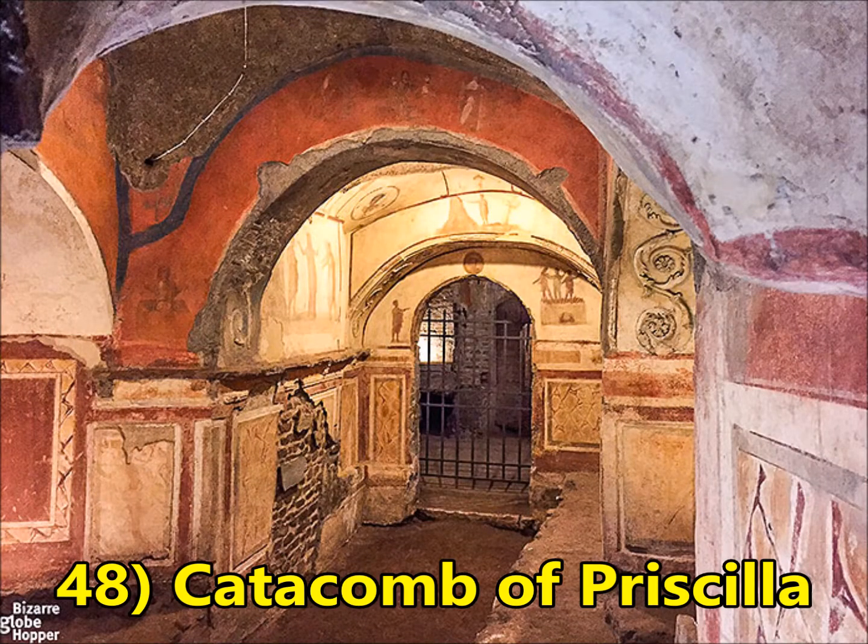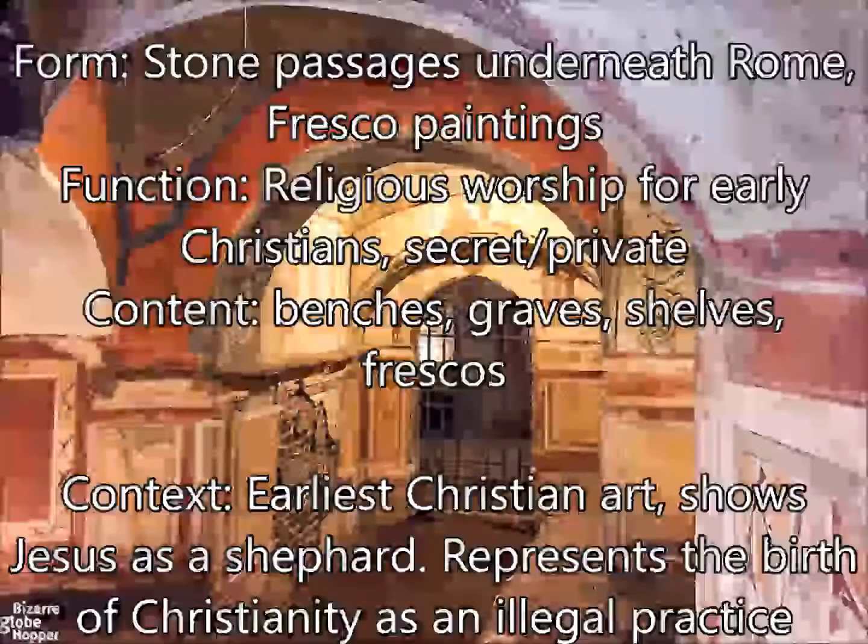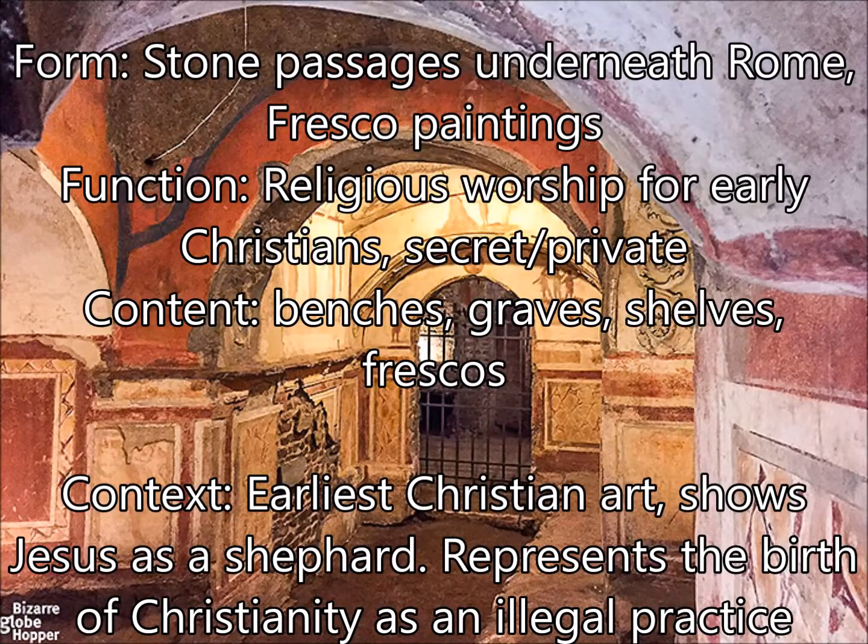So first up, our first work is Catacomb of Priscilla. Remember that catacombs are where people are buried. So for form, you're going to put stone passages underneath Rome, literally underneath the city, underneath the house of someone named Priscilla. These also contain fresco paintings, which remember are painted into the wall while it's wet, so they are part of the catacombs or part of the wall.